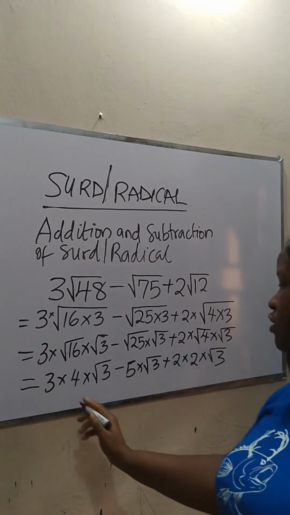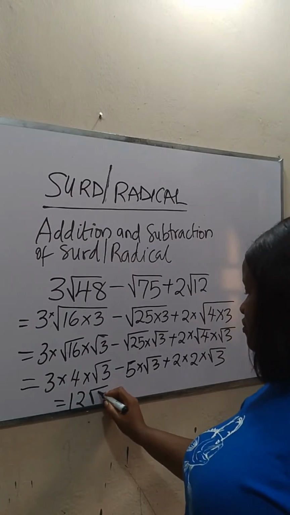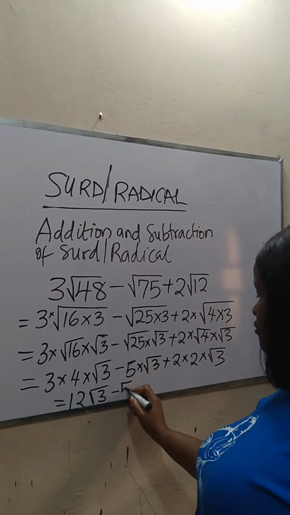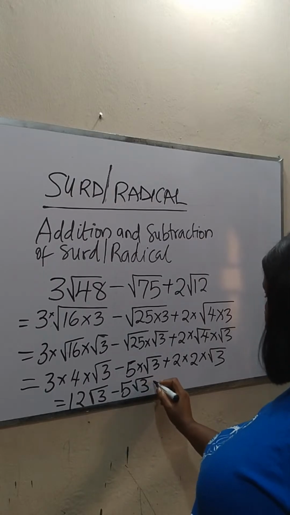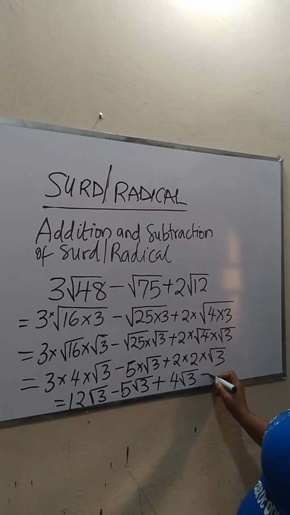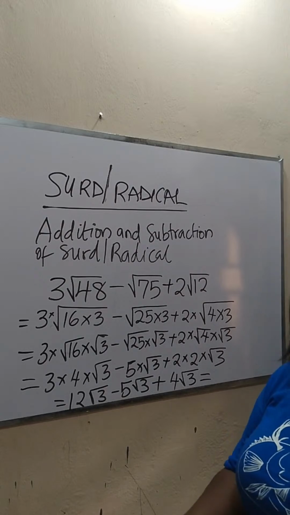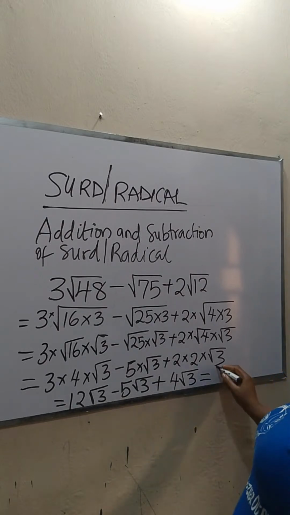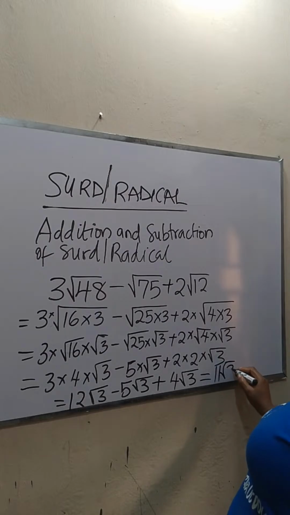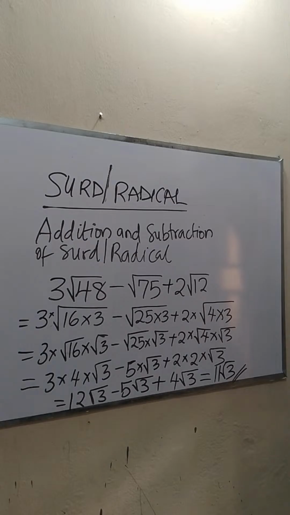Okay, so 3 times 4 is 12. 12 root 3 minus, this is 5 root 3, plus 2 times 2 is 4 root 3. 12 minus 5 is 7. 7 plus 4 is 11 root 3. So the answer is 11 root 3. You see how easy it is to solve it. I hope I'm not too fast. That is how easy it is to solve it.